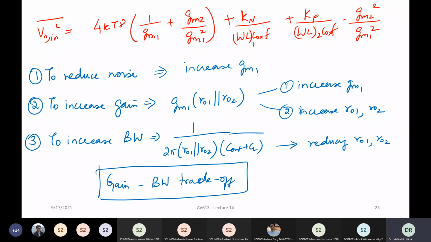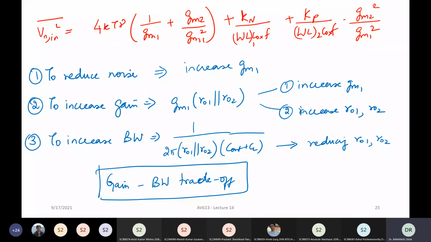Yesterday, I talked about noise power trade-off. Here you have gain bandwidth trade-off, which means that, by some means, if you increase your R0, your gain will increase and your bandwidth will decrease by the same amount, right? If you double R0, the R01 parallel to R02, your gain will double and your bandwidth will reduce by half. So this leads us to the conclusion that gain bandwidth product is going to be a constant.